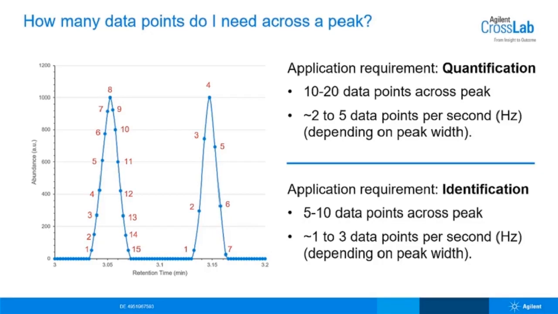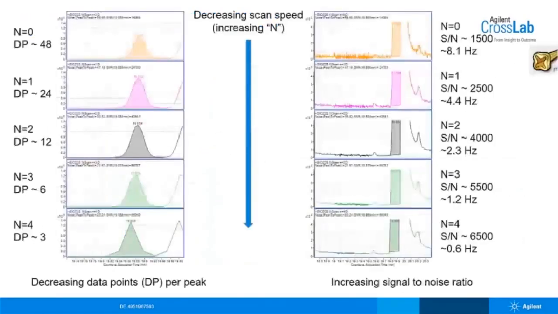Identification requires fewer points across the peak, generally about 5 to 10 points, like the peak on the right side of the figure, while quantification requires more points, generally 10 to 20 points. So let's look at an example.